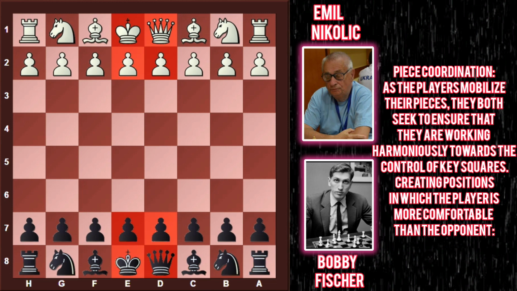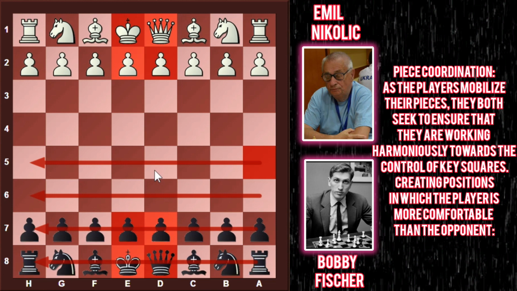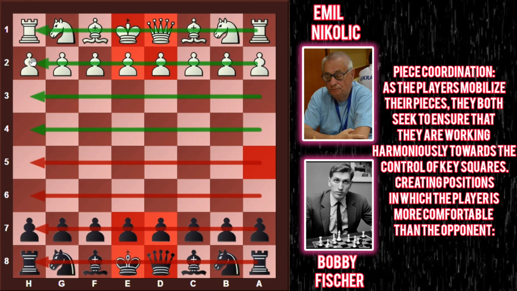So what are the key squares? Yes, it's the half of the board of our opponent. Let us look. This is the half of the board of Bobby Fischer. And what is the half of the board of Emil Nikolic? Yes, this one with the green. So what Bobby Fischer has to aim for is to attack or develop pieces that will cover most of the squares of the opponent's half of the board, so that we can attack into his territory. So let us look at the game.